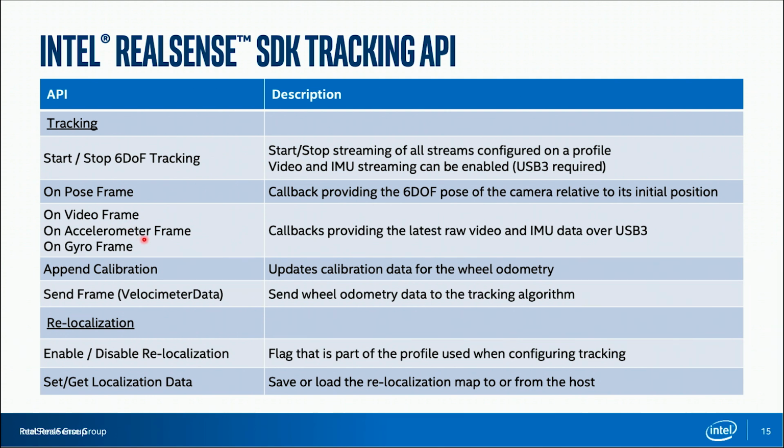The next two functions apply mostly to wheeled robots. I will talk a bit more about the calibration that has to be provided between the camera and the robot, and the data can be fed through and sent to the device. The last part is about relocalization, which can be enabled or disabled. Maps can be loaded and saved, and we also get callbacks for each relocalization event that will notify the user, and the user can decide what to do with the relocalization.